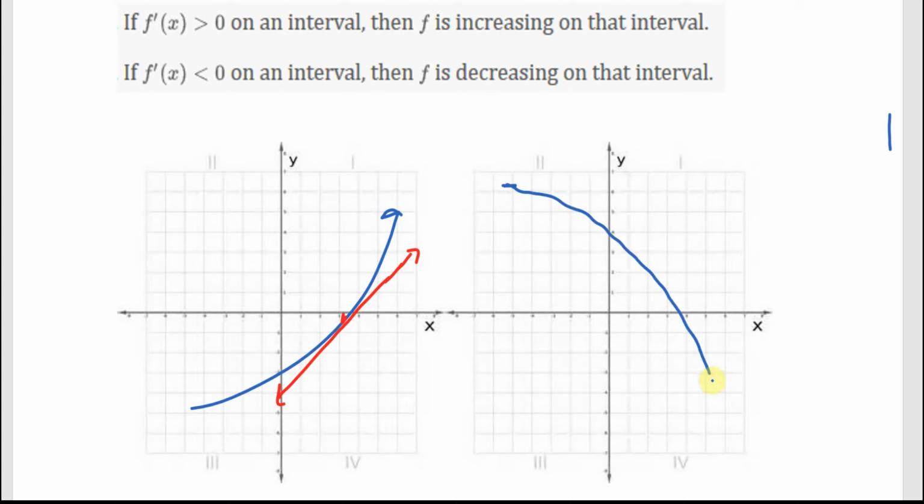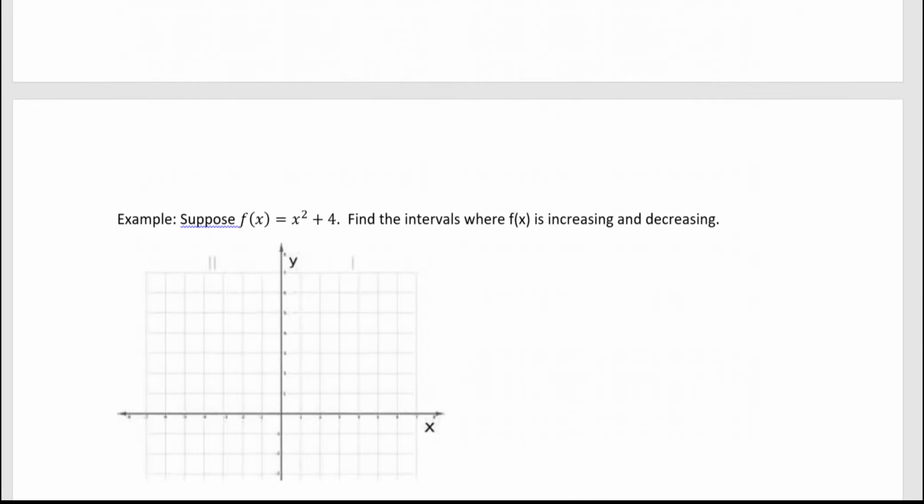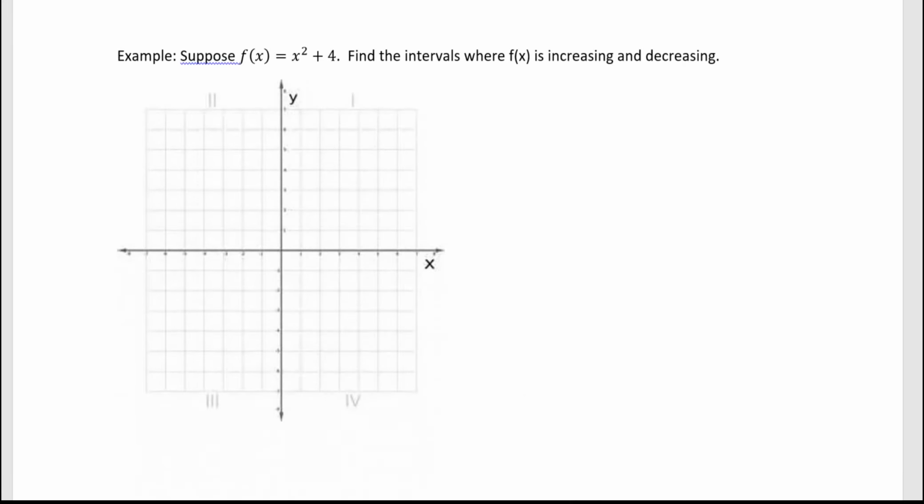On the other hand, if you have a function that's decreasing and you draw a tangent line anywhere on there, that tangent line is heading downhill, so the slope is negative, right? So positive slope, increasing; negative slope, decreasing. Now let's take a look at a couple of examples here and see how that works out.